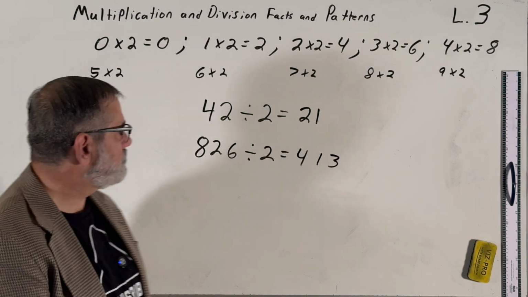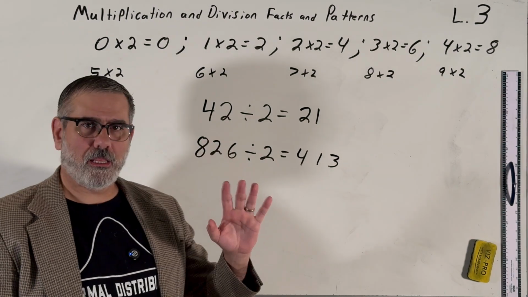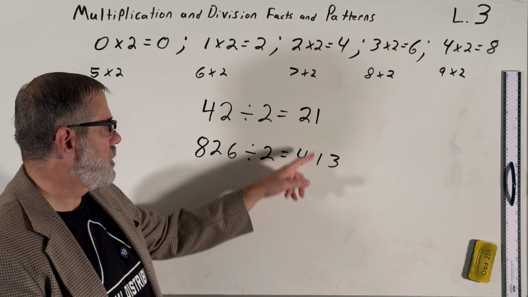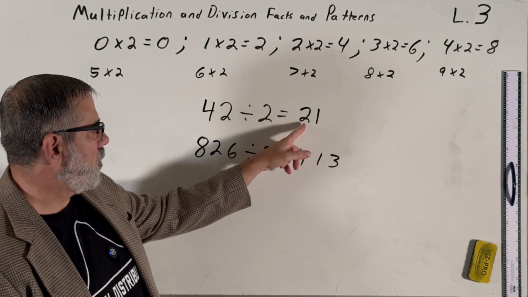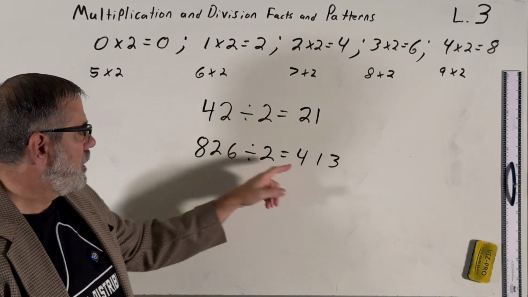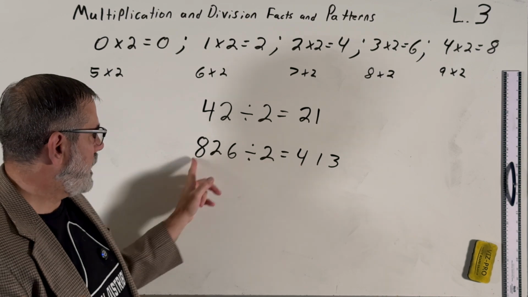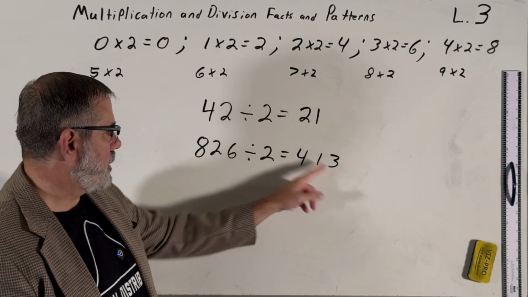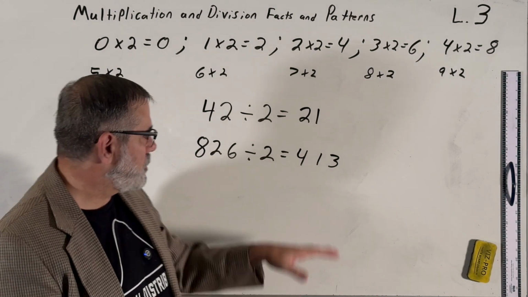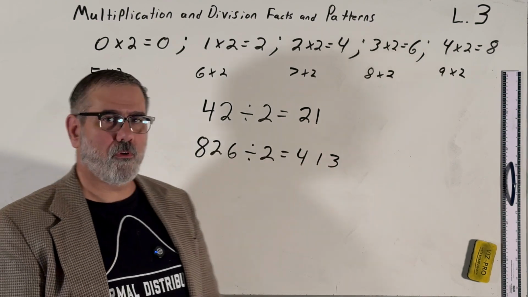Now, notice that we can always go back and check our answers by doubling these numbers. Double of 21: that doubles to 4, that doubles to 2, 42. We can double this one: the double of 4 is 8, the double of 1 is 2, the double of 3 is 6, so it checks out. But notice that none of these numbers, when we double them, would have had a carry.